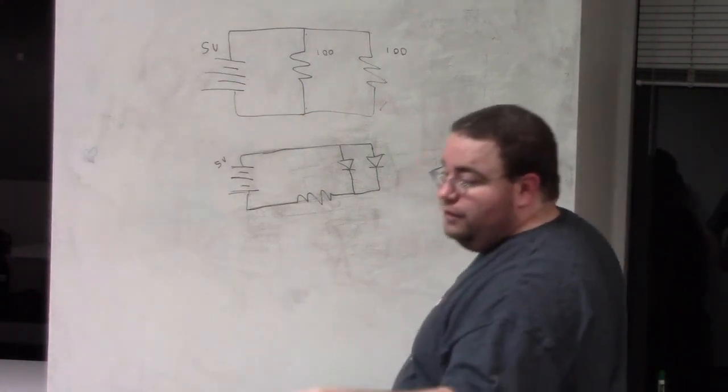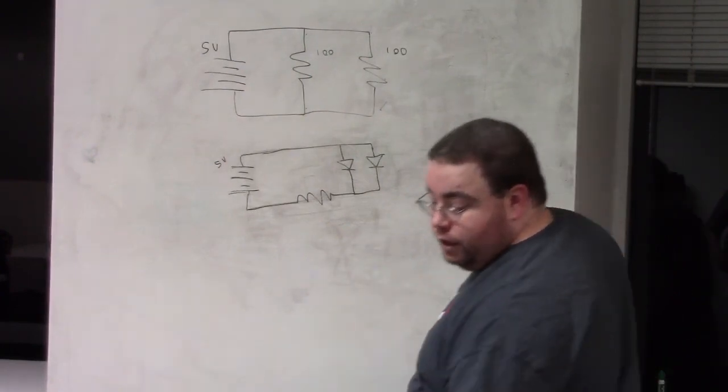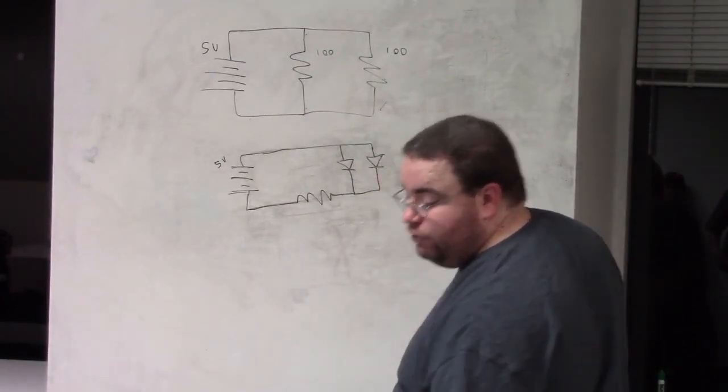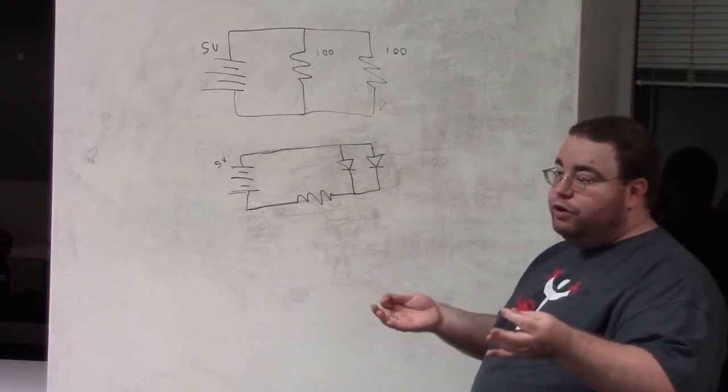And an LED is a light-emitting diode. That's why they don't obey Ohm's law, because they're semiconductors and are weird and made of magic.